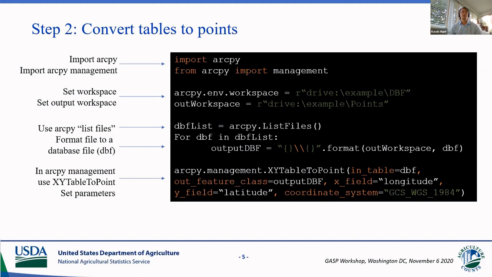So this is where you want to loop through all the files you have to then sequentially make all of these point files. It's called ArcPy list files, and that will give you a list of all your tables. And then from there, you can format it. I'm formatting it here to make it a DBF file with the name that was already taken from the file name.